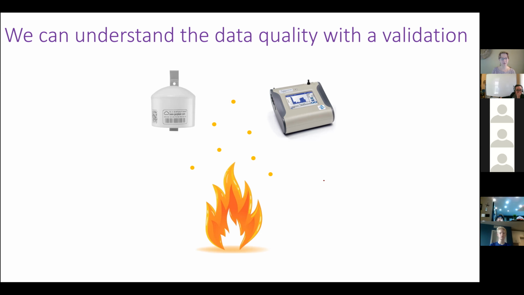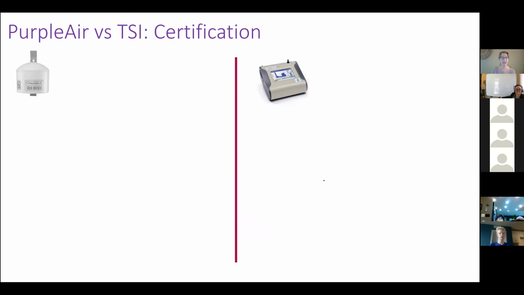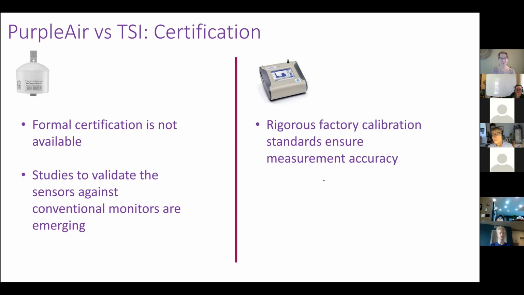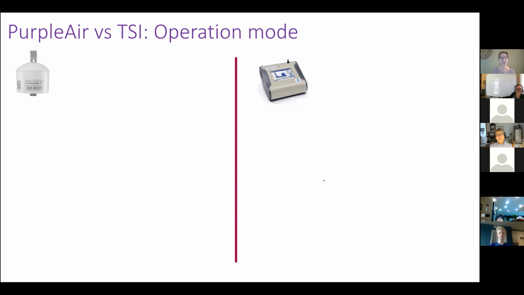And I'm going to walk you through a comparison of these two sensors before I show you a comparison of the data so you can understand how these two sensors differ from each other. In terms of certification, the PurpleAir sensor does not have a formal certification available, but studies to validate these sensors against conventional monitors are starting to emerge. In terms of the TSI sensor, it meets rigorous factory calibration standards that ensure that we know how accurate the measurements are. So we have very trusted data with this sensor.